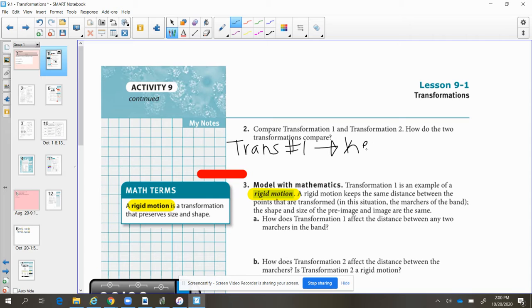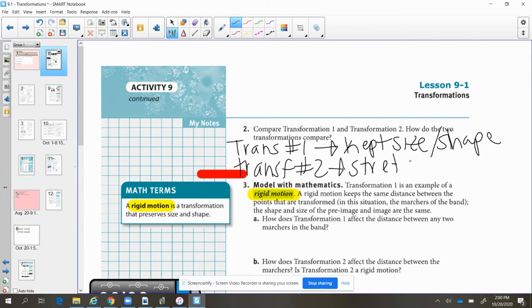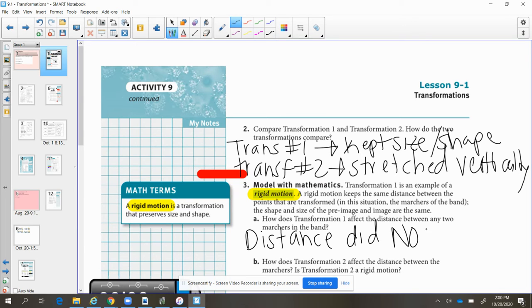It kept the size and the shape the same. But transformation number 2 stretched it vertically. It made it longer, right? So what that's telling us is that the first transformation that kept the size and the shape, that's what we would call a rigid motion because the distance stayed the same. So again, the distance between our marchers didn't change, so that shows that it was rigid. Distance did not change in transformation 1.